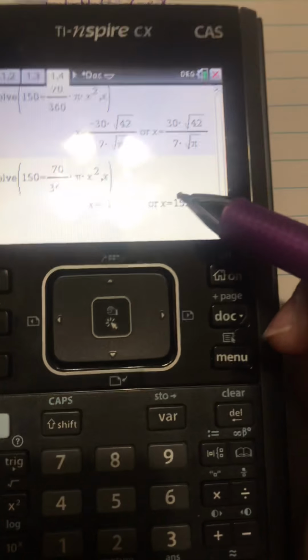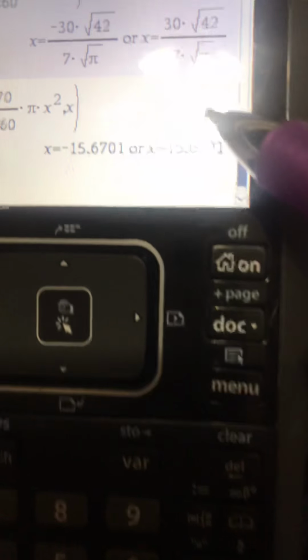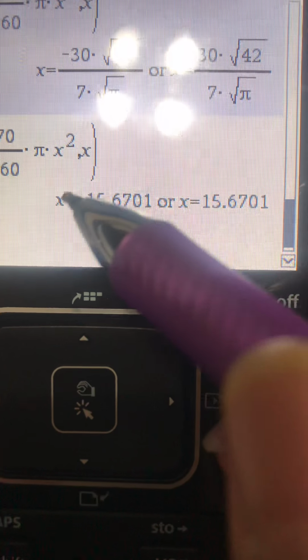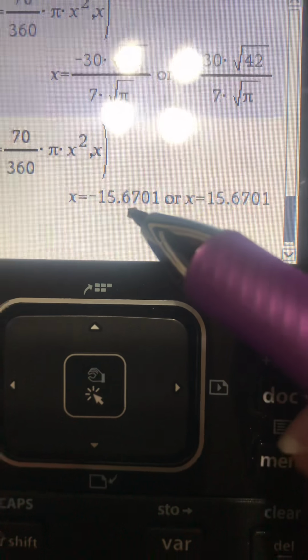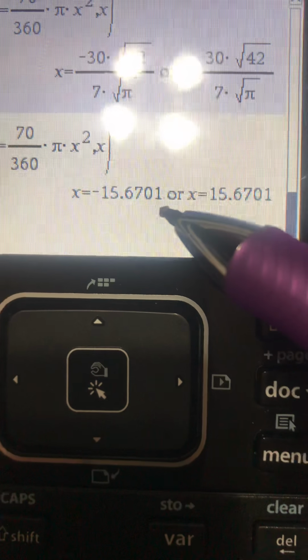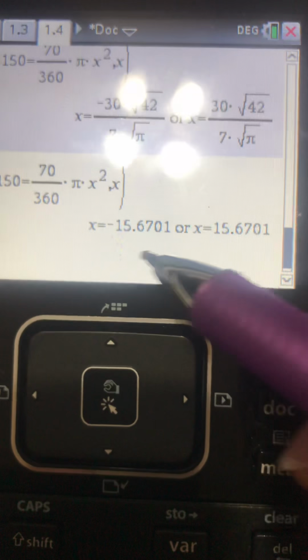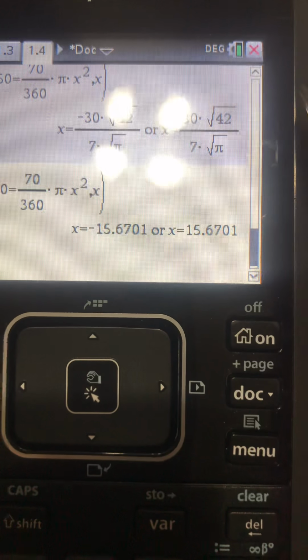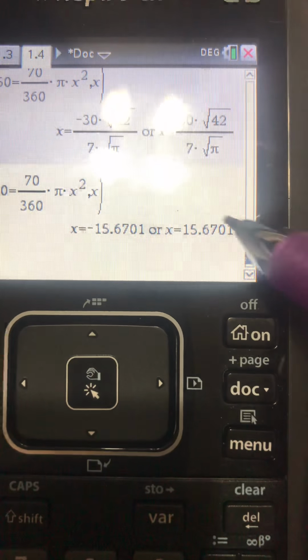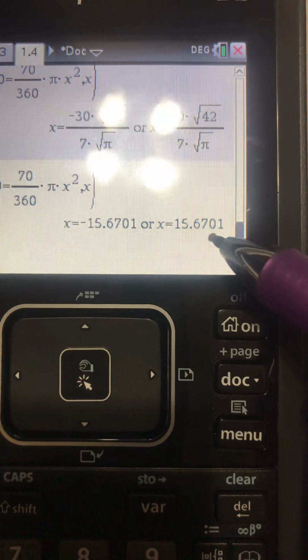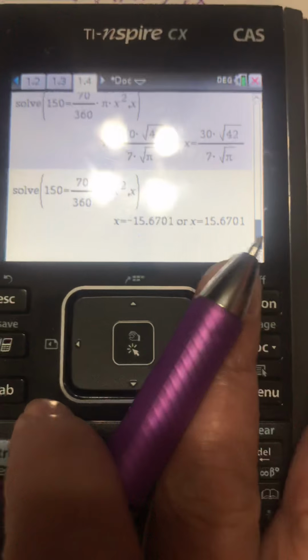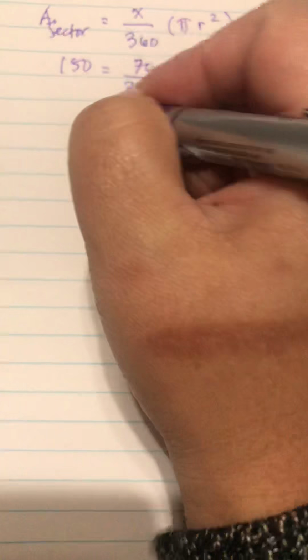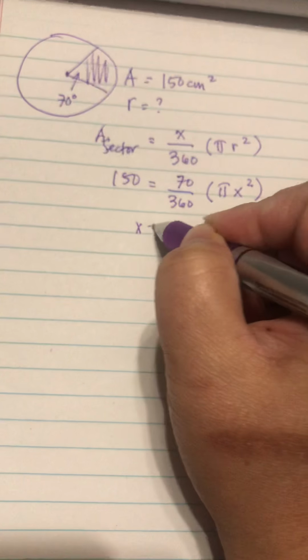In your calculator, you will be looking at different values. You don't see this on your calculator because you're using the other version of the TI-Nspire. I'm using the CAS. You will only be seeing the positive value, which is 15.67. So that's your answer. x is equal to 15.67.